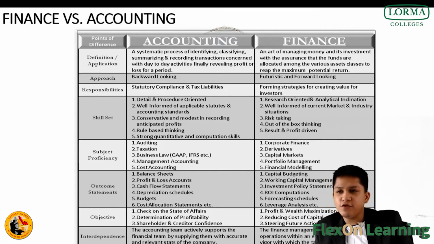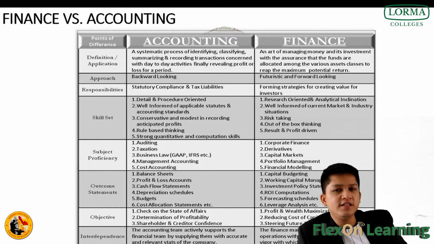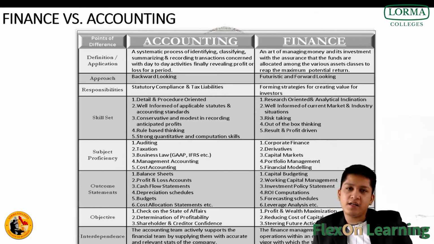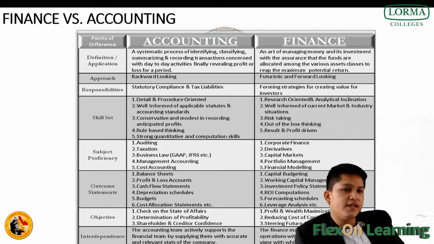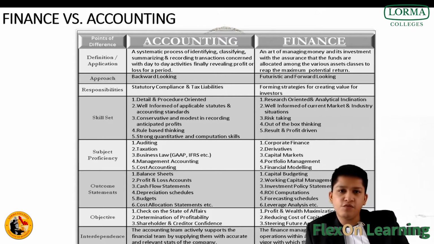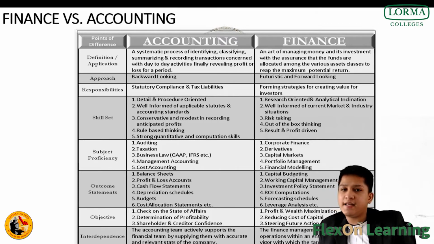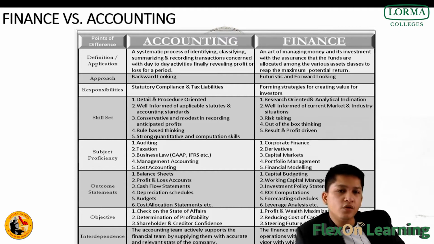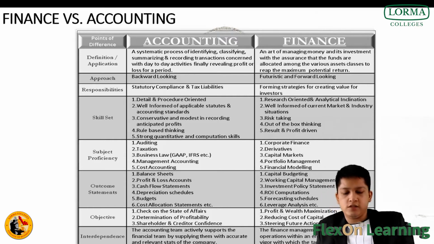And lastly, for the interdependence, the accounting team actively supports the financial team by supplying them with accurate and relevant statistics of the company. While for finance, the finance management sets the pace for operations within an entity. It determines the vigor with which the targets are to be chased. Okay?